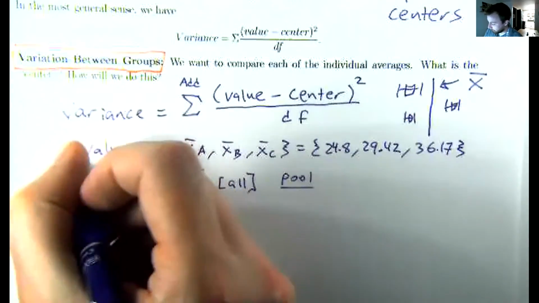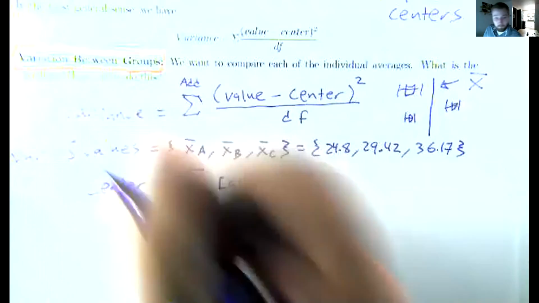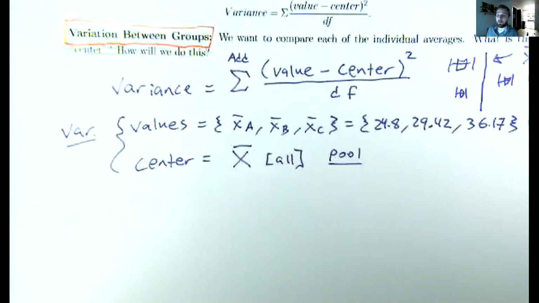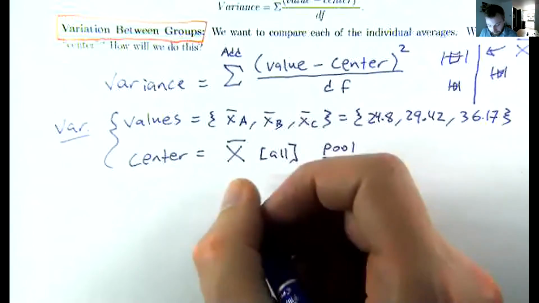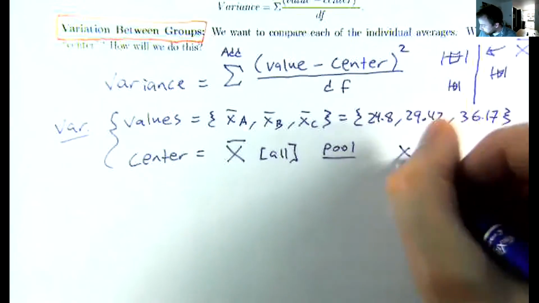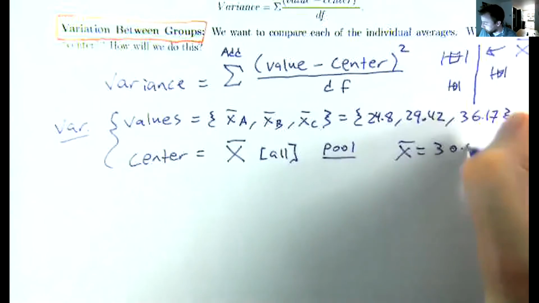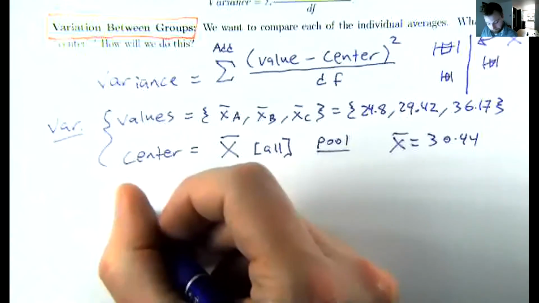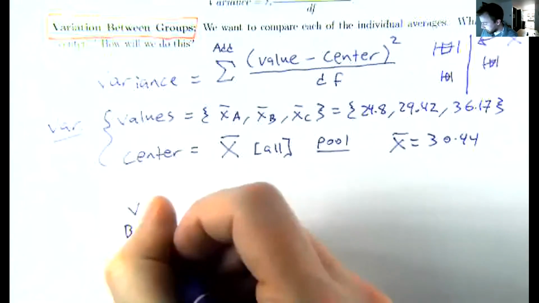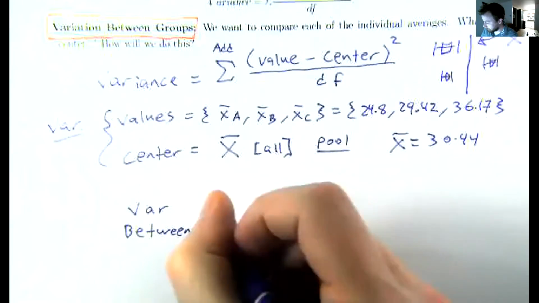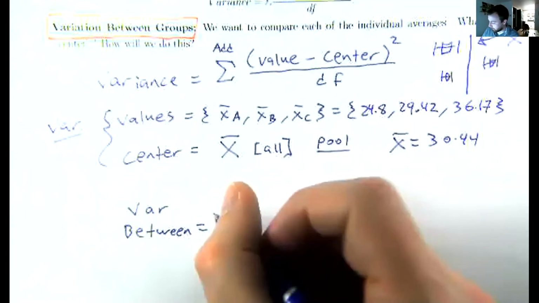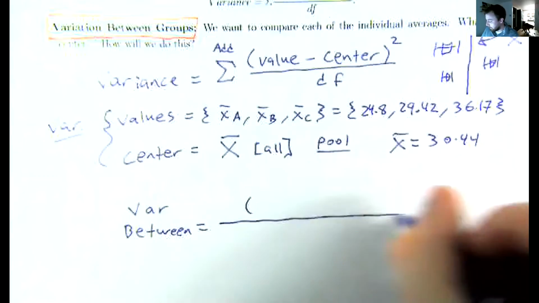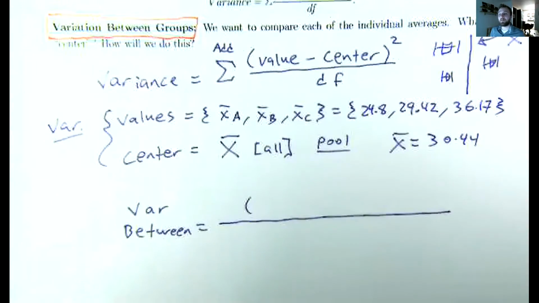So I'm going to set up the variance by comparing these two things. And my capital X bar, as a reminder, for this particular data set was 30.44. Let's give it a go. My variation between groups, I'm going to take, and I'm giving myself plenty of room. I'm trying something new. I might make a mistake because I'm trying something new. That's okay. It's part of a process.